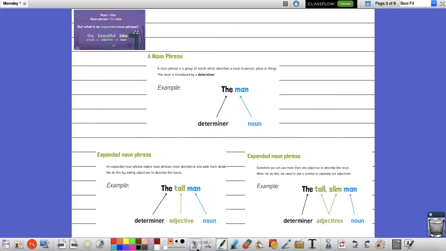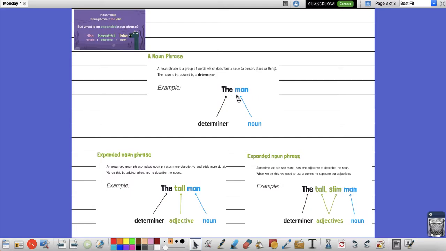Okay, so we're looking at expanded noun phrases today. Now, a noun phrase is a group of words that describes the noun, okay? And the noun is introduced by a determiner, okay? It always comes before the noun. So in this case, the example is the determiner is the word the, and the noun is man. So the determiner is the, and man is the noun, the man. That's a noun phrase. It could be a man.